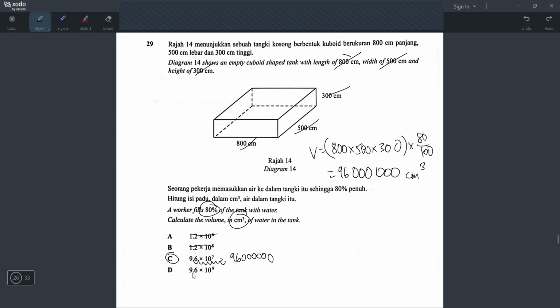But D is wrong, because this one moves the decimal point 9 times. But move to the left or to the right? To the right, because the power is positive 9. So 1, 2, 3, 4, 5, 6, 7, 8, 9. It means you end up with 9, 6, and then 8 zeros. 1, 2, 3, 4, 5, 6, 7, 8.